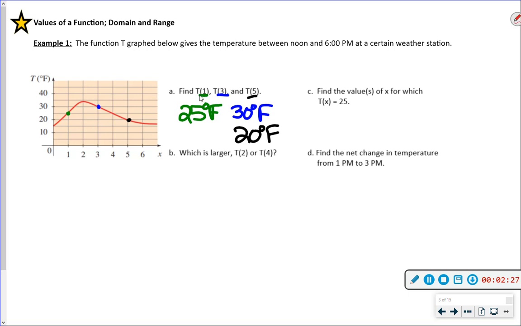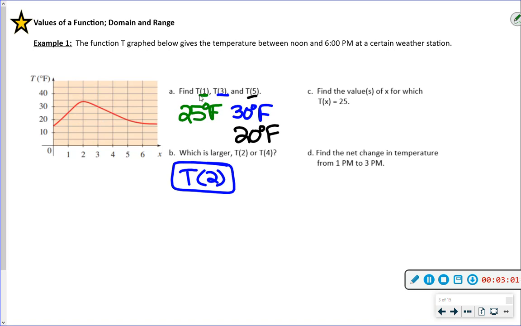All right, B, which is larger? Let me erase my little dots here. T of 2, right here, looking at that point, versus T of 4. Now, I could actually write down like I did in A what the values are, but let's not really overthink this. Look at the graph. Which is larger, the green or the blue? The green, the first one. So T of 2. Okay, like it. Erase my dots off.